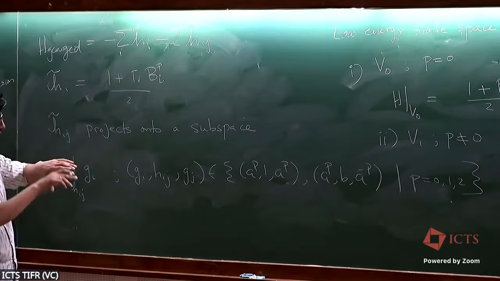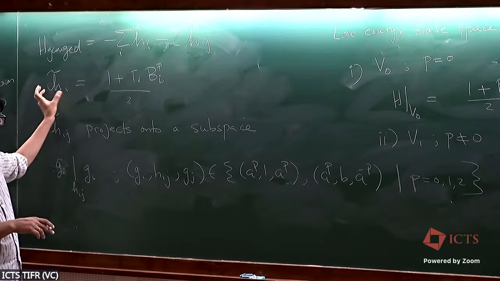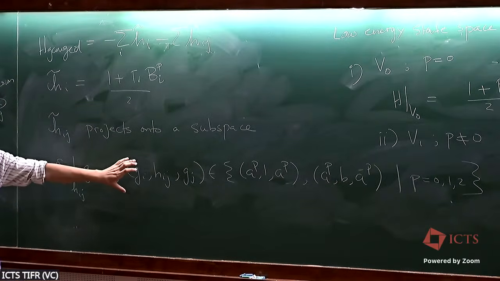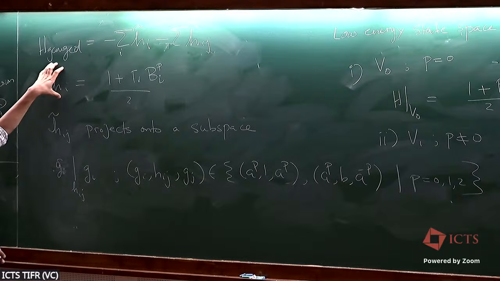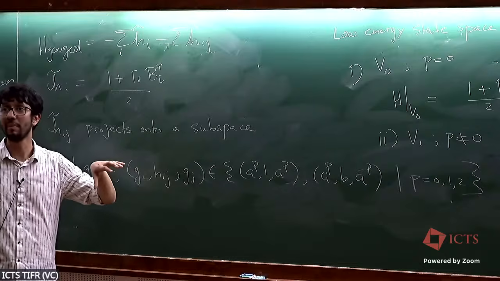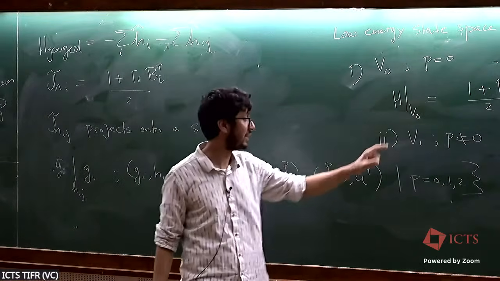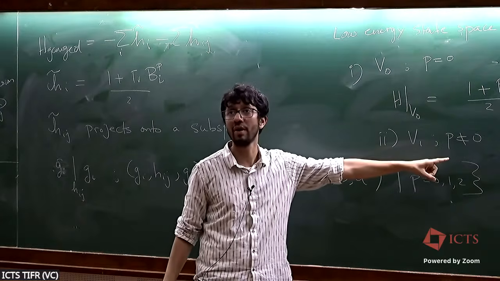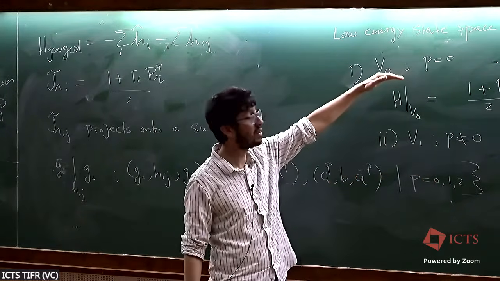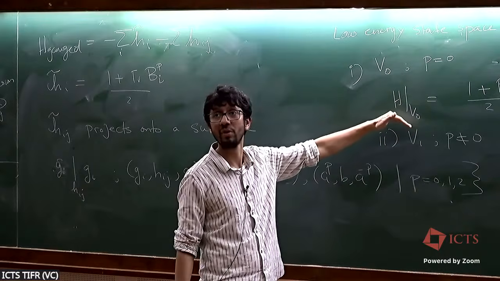So first we project onto this subspace, and it turns out that under the action of this operator, this subspace splits into two subspaces. One of them is V0, for which P is 0, and the other is V1, for which P is not 0, it's 1 or 2. Right? So on the P equal to 0 subspace, we can look at the Hamiltonian.